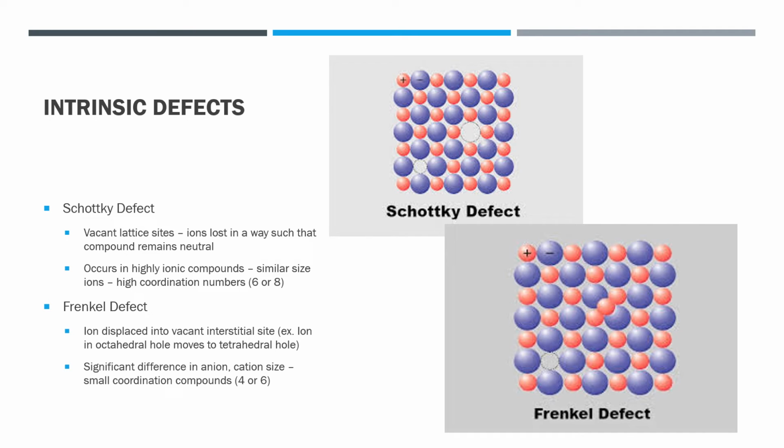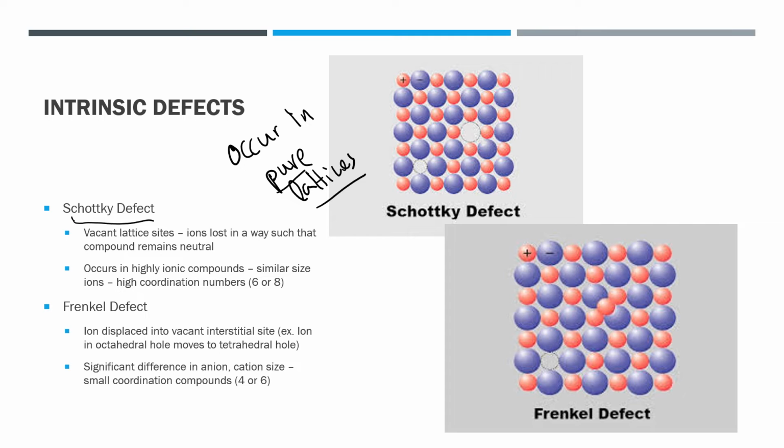So first we're going to talk about intrinsic defects, right? And what are intrinsic defects? That means they occur in pure lattices. So this is important. This is what makes an intrinsic defect versus an extrinsic defect, which we'll talk about in the next slide. Okay, so there's 2 main types of defects.